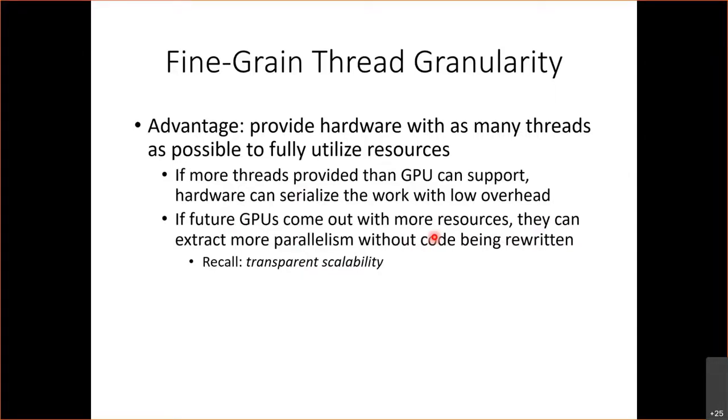Now, what is the disadvantage? Is there a disadvantage to this? Is there a disadvantage of me giving the hardware as many threads as possible? We don't take advantage of coalescing. Lower operation per byte ratio. I'm not sure what you mean by that. It could be that.